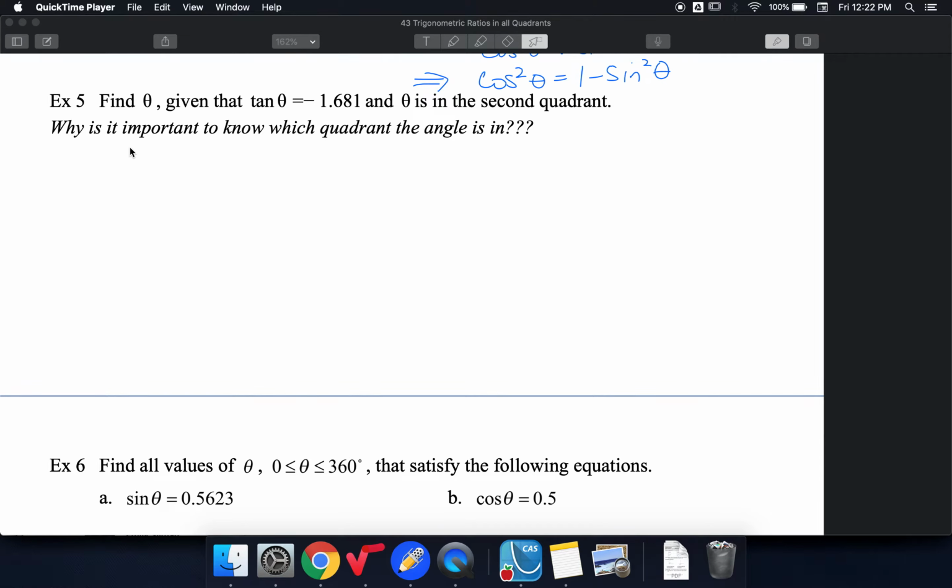Hello students, I'm here to talk to you about this example 5. Just wait for the train to go by.